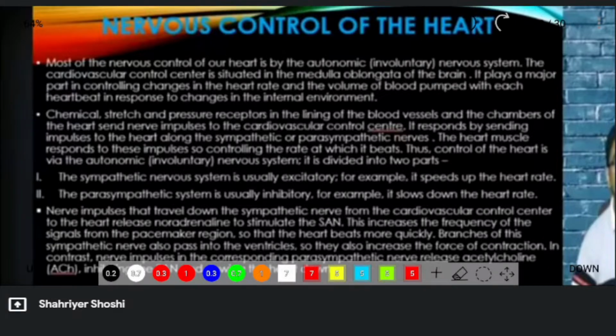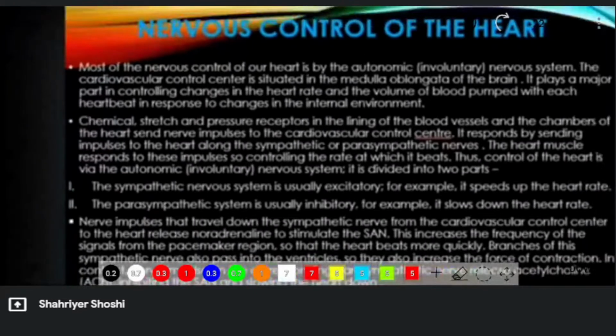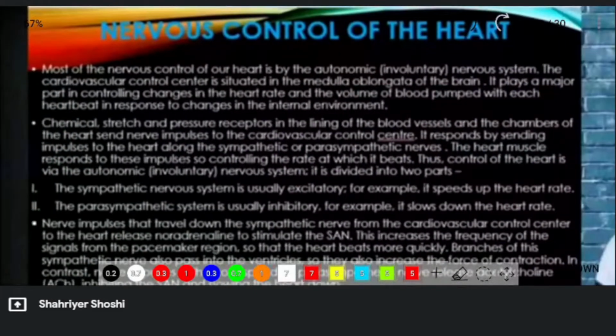Most of the nervous control of our heart is by the autonomic involuntary nervous system. The involuntary nervous system is called the autonomic nervous system. Okay, it's just the name. The cardiovascular control center is situated in the medulla oblongata of the brain. It plays a major part in controlling changes in the heart rate and the volume of the blood pumped with each heartbeat in response to changes in the internal environment.